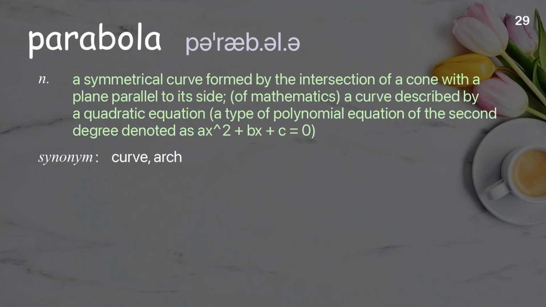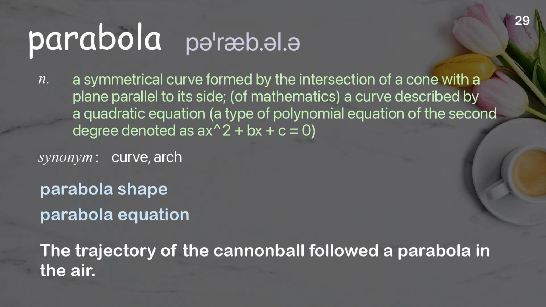Parabola. A symmetrical curve formed by the intersection of a cone with a plane parallel to its side. In mathematics, a curve described by a quadratic equation, a type of polynomial equation of the second degree denoted as ax² + bx + c = 0. Examples: Parabola shape, parabola equation. The trajectory of the cannonball followed a parabola in the air.